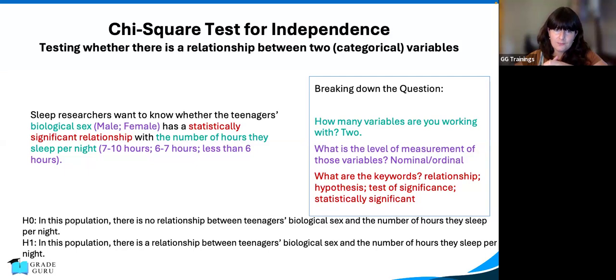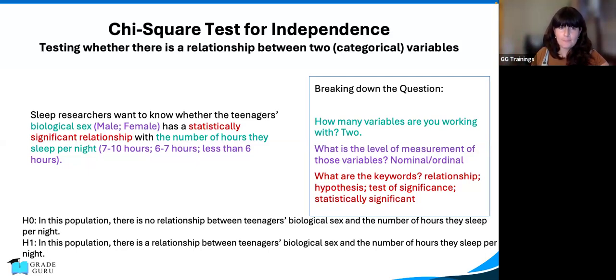But very key, because I want you to read this text again, and it's exactly the same question as I used for the crosstabs example. Right? They want to know whether the teenager's biological sex has a statistically significant relationship with the number of hours they sleep per night. Okay. If I left out statistically significant, I have no reason to believe this is not a crosstabs. It could just be a crosstabs. But because I added in statistically significant, okay, that's telling me, no, this is an inferential test. So it's not crosstabs. It has to be the chi-square test for independence.